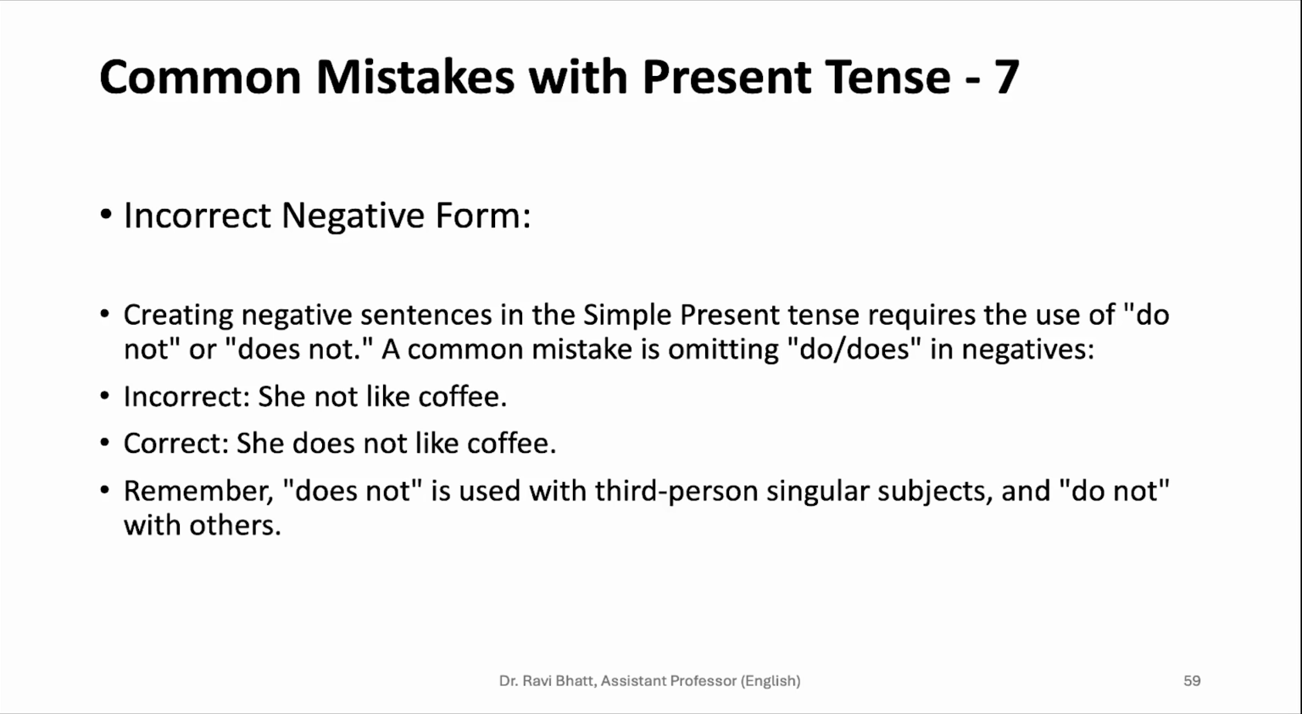Always remember, like we've discussed, with third person singular subjects it will always be does not. With others, it will be do not. Whenever we create a negative form, it will always be do or does followed by not. That's the rule. This is again a very common mistake that is often committed by students.